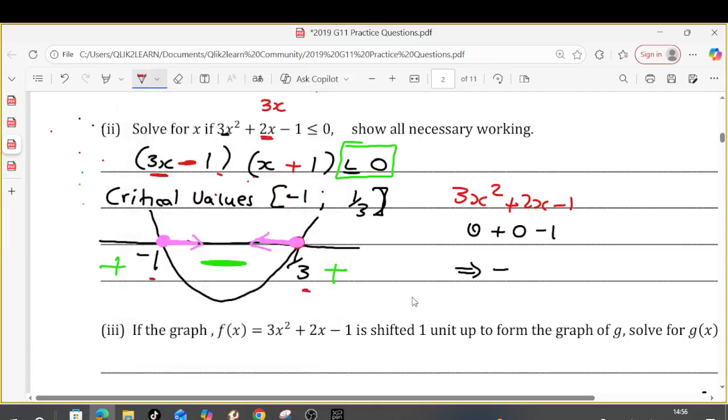So the final answer is x must be less than or equal to 1 over 3 and x must be greater than or equal to minus 1. That's your final answer. That's how you do the inequalities.